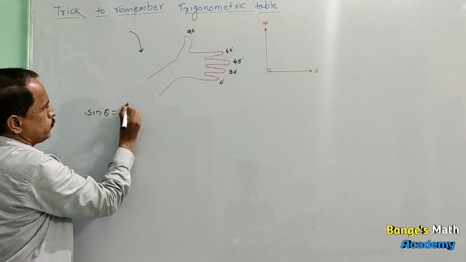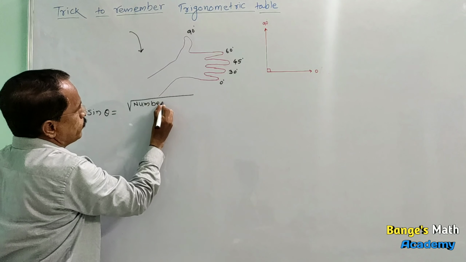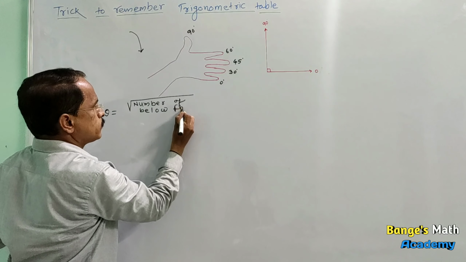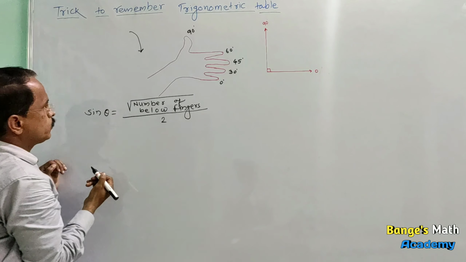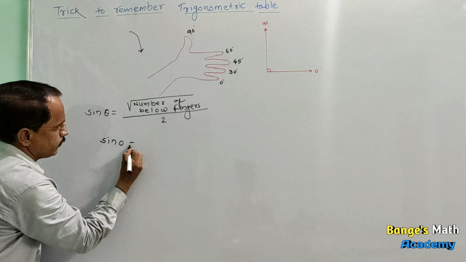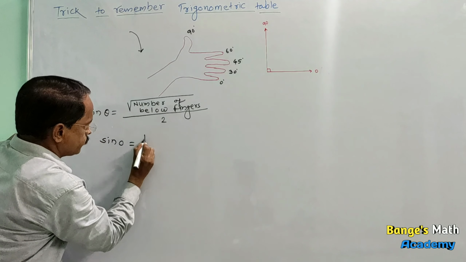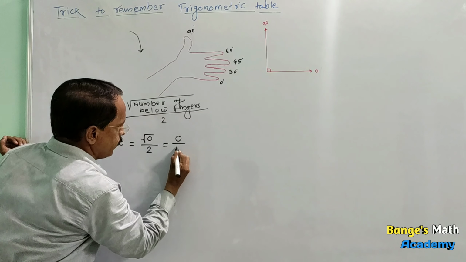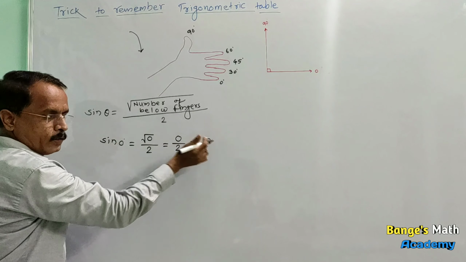Sin theta is equal to square root of number of below fingers upon 2. To find the value of sin 0, sin 0 is equal to number of fingers below this finger is 0. So square root of 0 upon 2. Square root of 0, 0 upon 2, 0. So we get the value of sin 0 degree is 0.